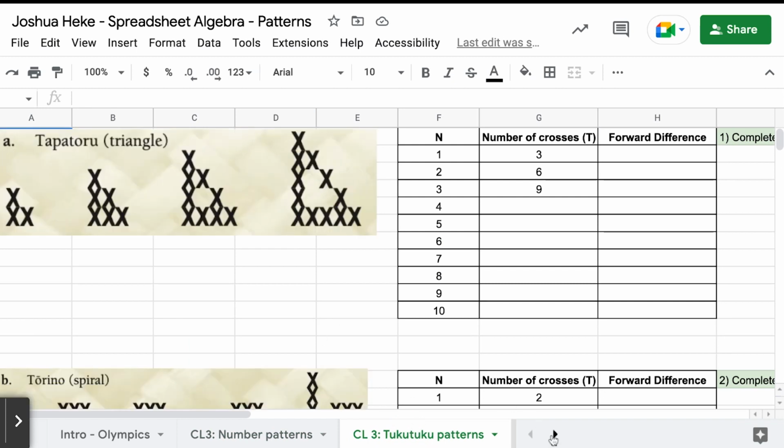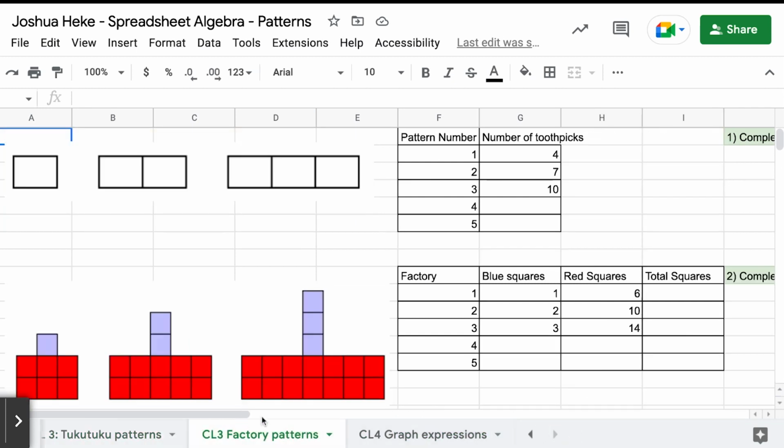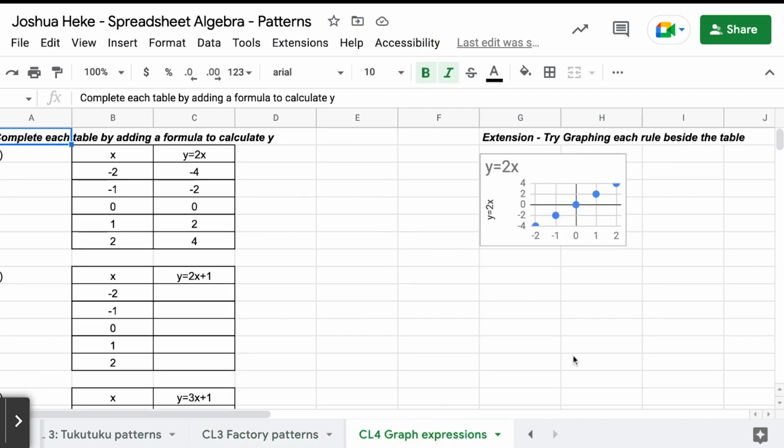The tuku one, factory patterns, and then graphing each of these algebraic expressions.